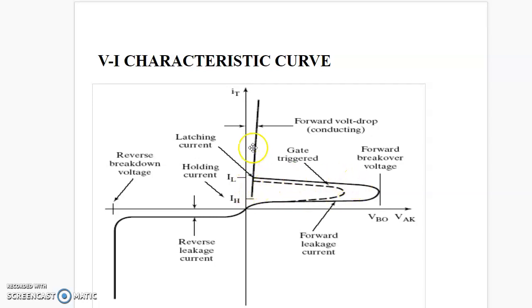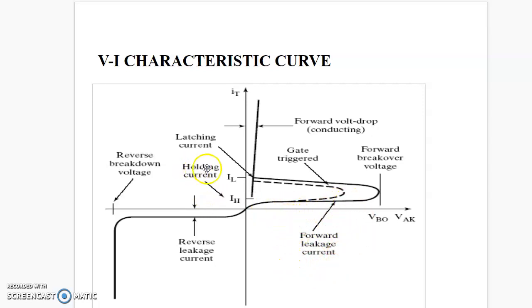Immediately the SCR will start conducting because junction 2 is filled with electrons and it is ready for recombination. So this minimum current, you can see, even when the voltage is close to 0, there is a minimum current that is always present throughout this region. This minimum current is known as the forward leakage current.